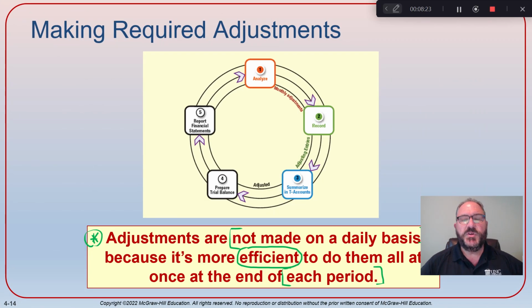Okay? So notice, adjustments are not made on a daily basis. It's more efficient to do them all at the end of each period. By the way, this is where that question should have been, right? Should have been right after this. So the idea here, you analyze first, then you record, then you summarize, then you do a trial balance, then financial reports. And when you go to do this, you want to do it all at the end so that everything is done at the same time.